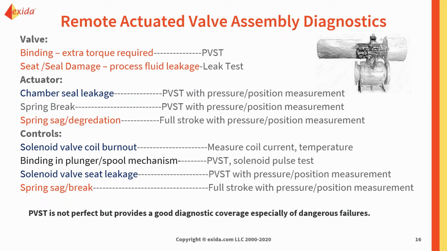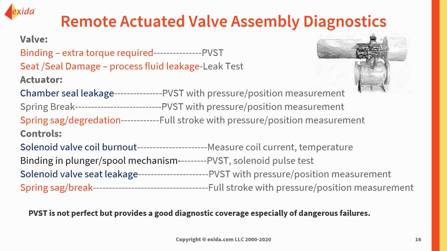So, what kind of diagnostics can detect these failures? Looking here, we see binding is absolutely detected by the movement of the valve. So we know that a partial valve stroke test does detect that. But unfortunately, when there's seat and seal damage that results in process fluid leakage, a PVST won't detect that. I mean, for obvious reasons, right? A PVST doesn't close the valve.